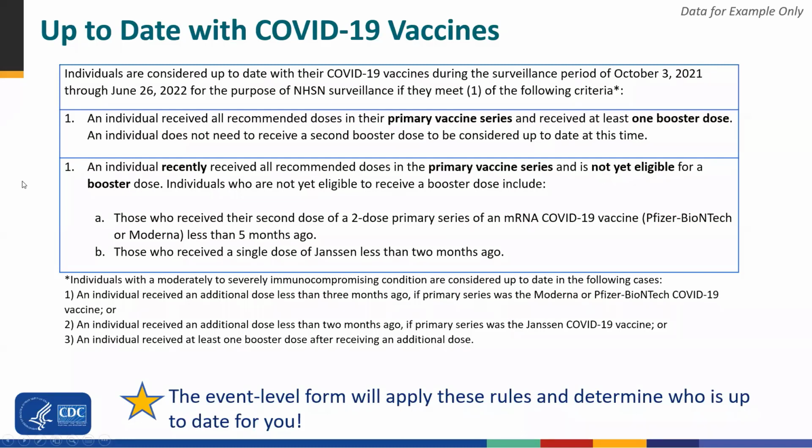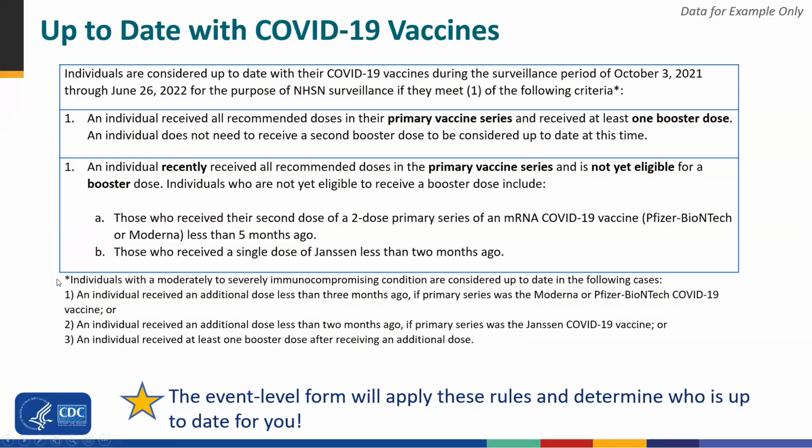Second, an individual recently received all recommended doses in the primary series and is not yet eligible for a booster dose. So people who fall into this category are those who received their second dose of a 2-dose primary series of mRNA less than 5 months ago. So this means they received their second dose of Pfizer or Moderna less than 5 months ago, or those who received a single dose of Janssen less than 2 months ago.